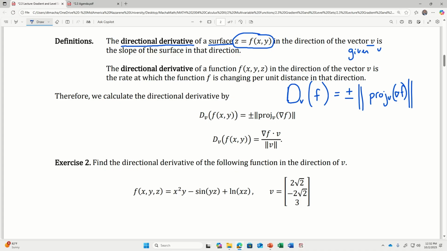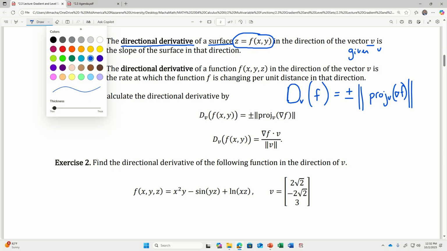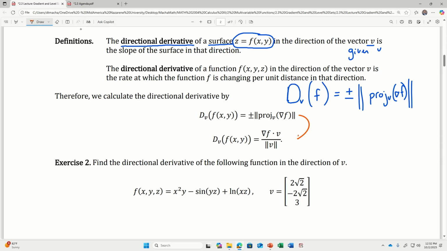So, if you know your projection formula, the projection of the gradient of f onto v would be, let's talk about that for a second. The projection of the gradient of f onto v is going to be the gradient of f dot v divided by v dot v times v.